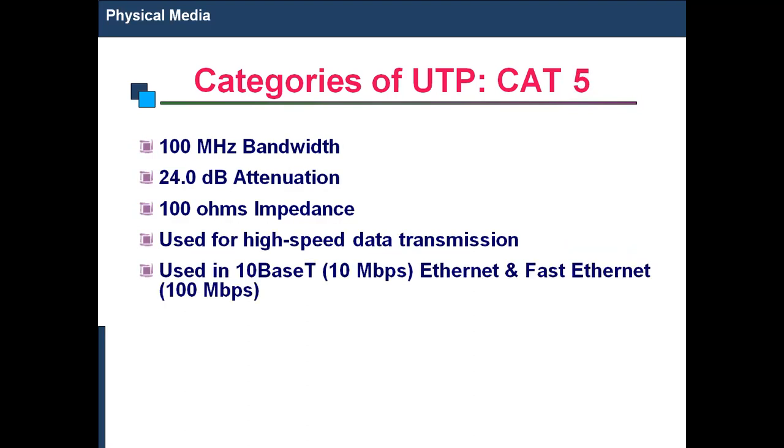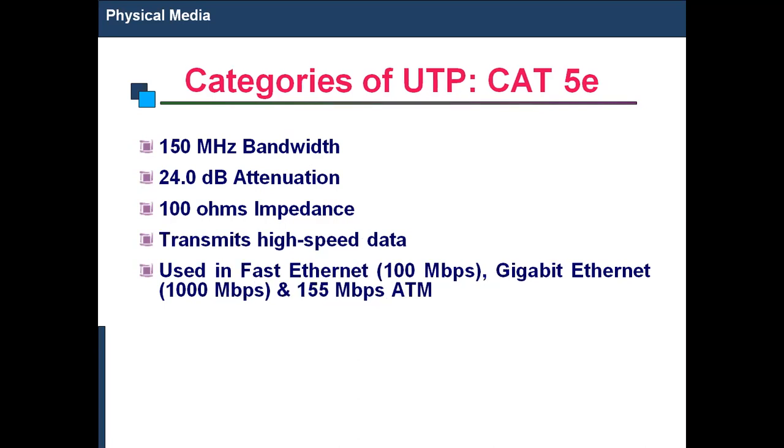Next, category 5 supports 100 megahertz bandwidth with an attenuation of 24.0 dB and a load impedance of 100 ohms, which is especially used for high-speed data transmission. Before category 5, category 3 and category 4 were used for voice applications, but from category 5 onwards we transmit high-speed data, which supports 10 Mbps to 100 Mbps speed.